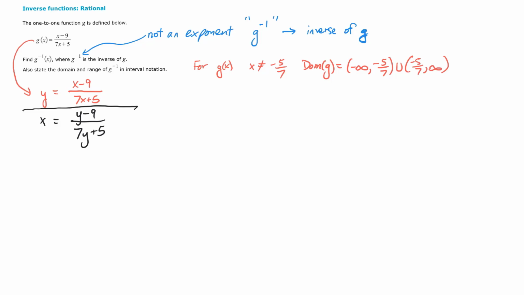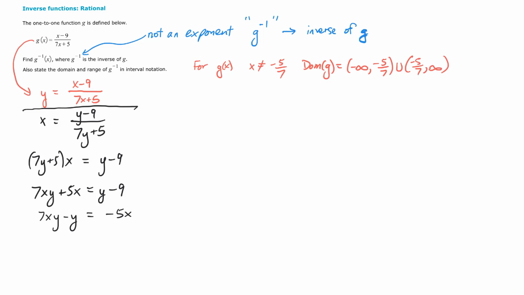Now, solve for y. This y is not the same as the y above. This is a new y. Now we're going to go ahead and solve for y. Multiply both sides by 7y plus 5. So we get (7y plus 5) times x is now equal to y minus 9. We're trying to get all our y's together. 7xy plus 5x is equal to y minus 9. So we have 7xy minus y is now equal to negative 5x minus 9.